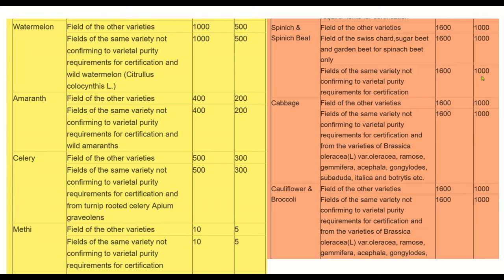Okay, so this minimum standard of field distance and distance between two varieties has to be maintained for the seeds produced from the field plot to get certified. Otherwise, the seeds produced from the field plot will not be certified, and they won't come into certified seeds or foundation seeds and so on.